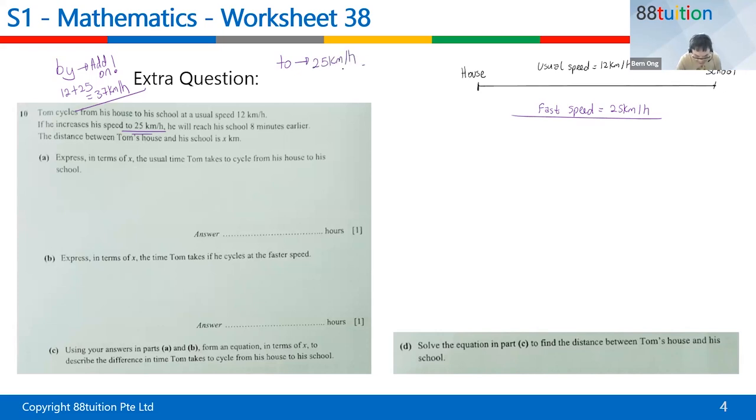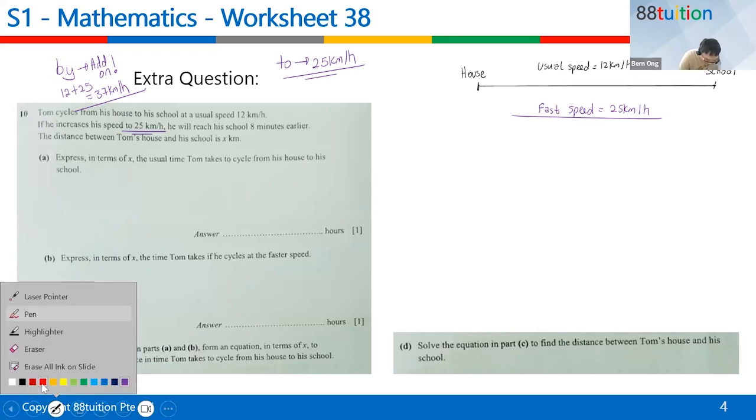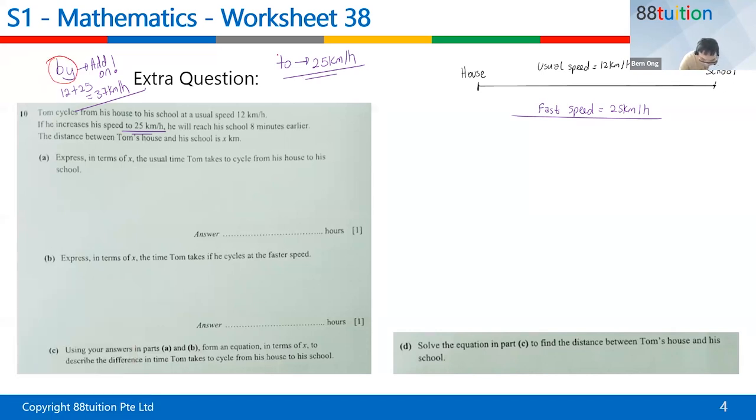Just take it as 25 kilometer per hour. Children, can you see the English here? It's very naughty. All right. So be careful of the by and the word to. Please be careful.